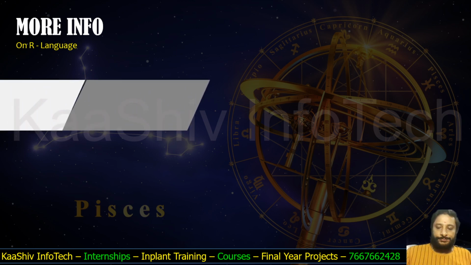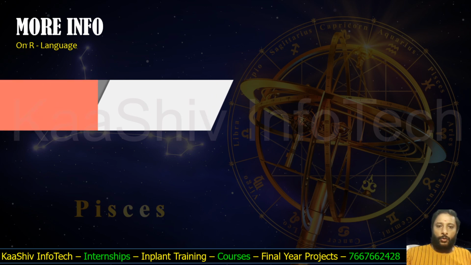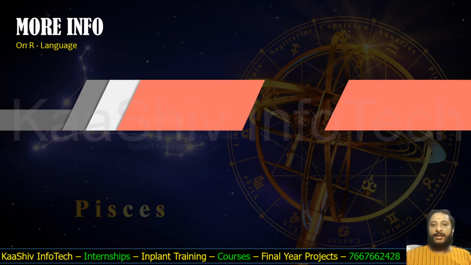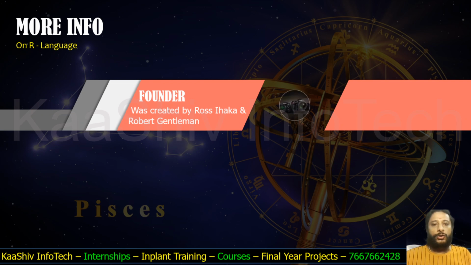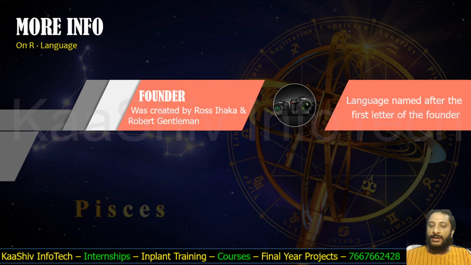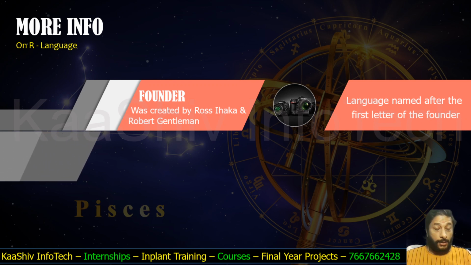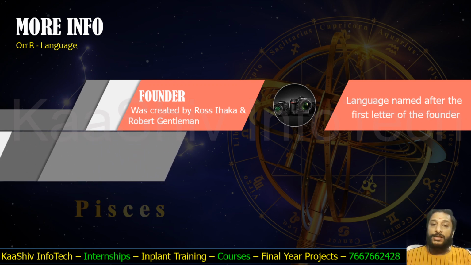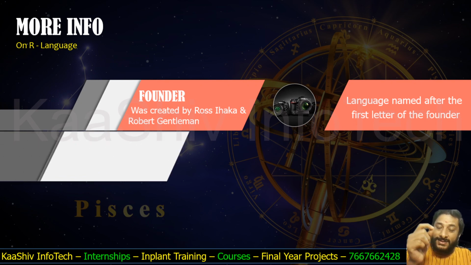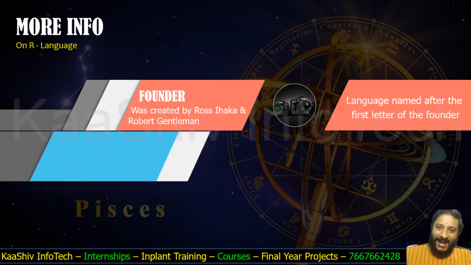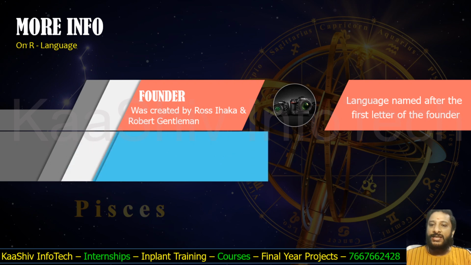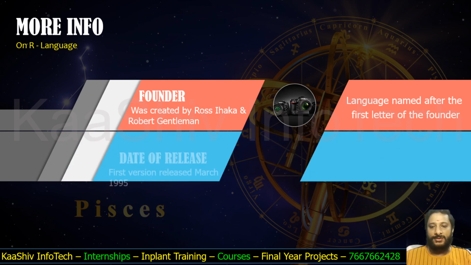So over here, we talk about more information. The first thing is who founded it, and the other things are information we need. The founders were Ross Ihaka and Robert Gentleman. These two people founded this particular language. That is why those two people's names start with R. The language is R. So the language is named after the first letter of the founders' names.